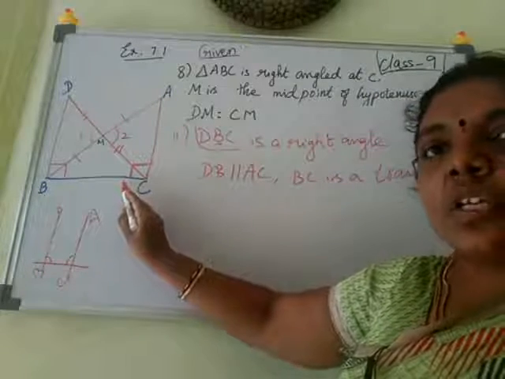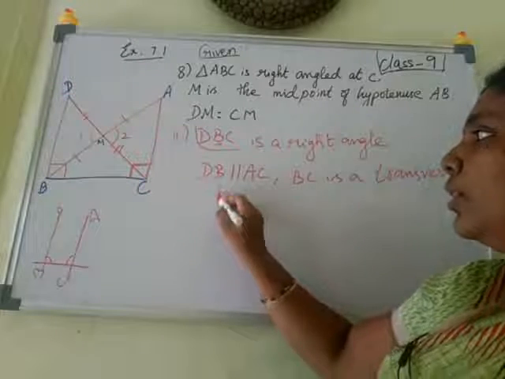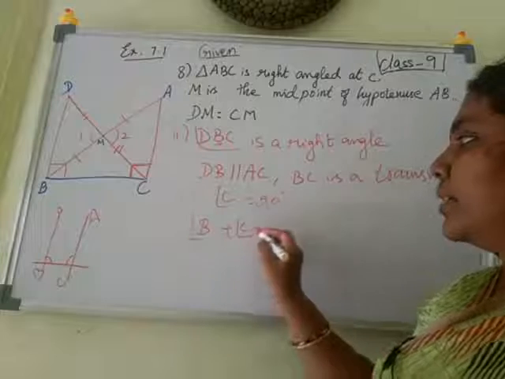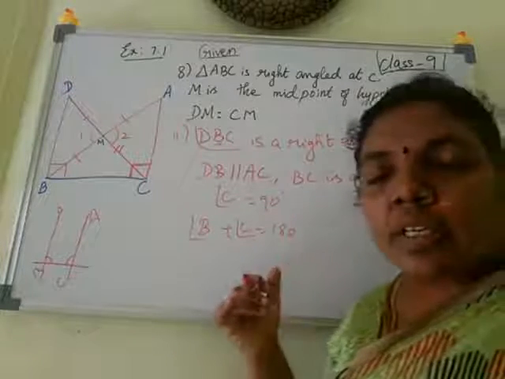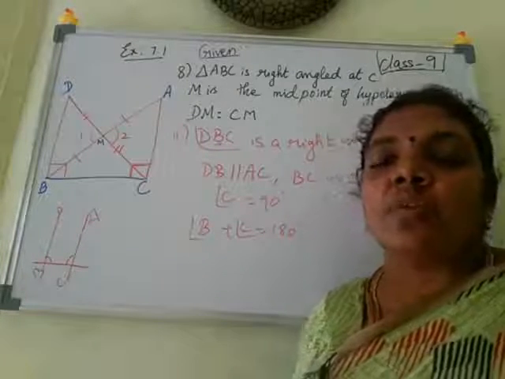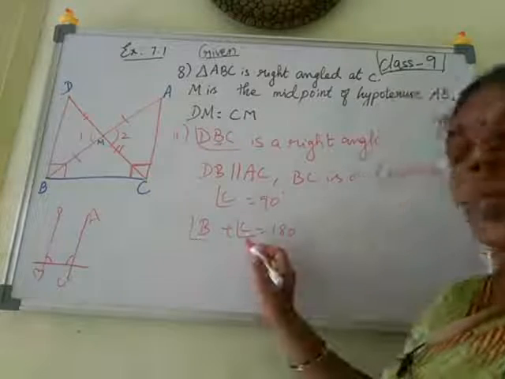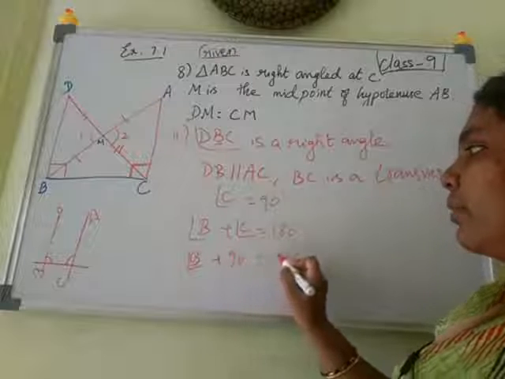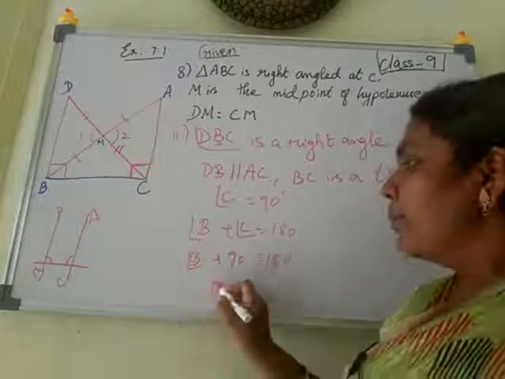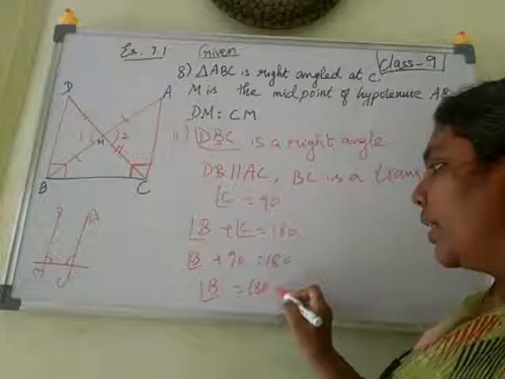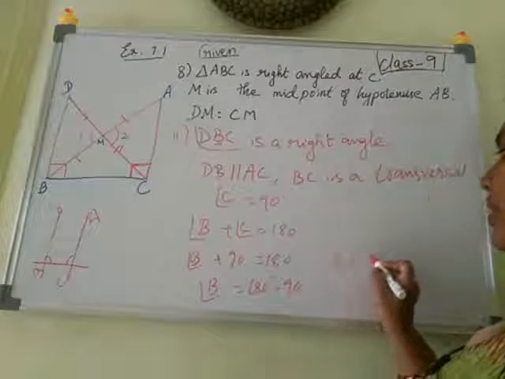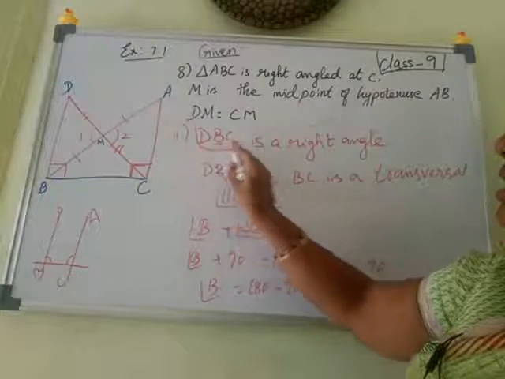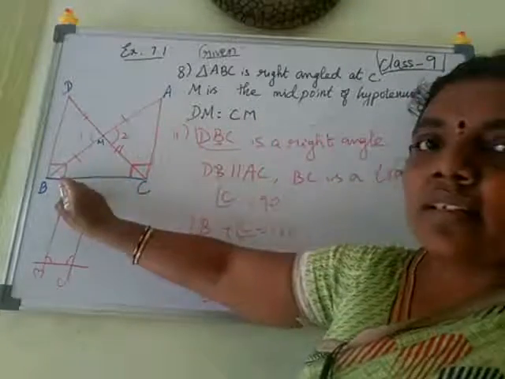Here in the question it is given angle C is equal to 90 degrees. So angle B plus angle C is 180 degrees. By which property? Angles on the same side of the transversal are supplementary. Now substituting the value of angle C, angle B plus 90 degrees is equal to 180 degrees, which means angle B is equal to 180 minus 90. So angle B is equal to 90 degrees. So this one is proved. Angle DBC is a right angle.